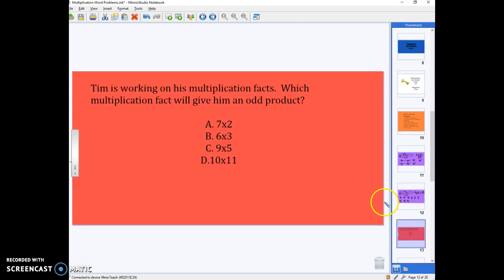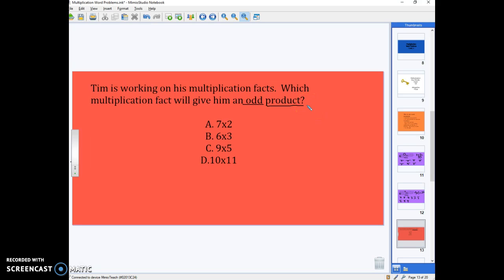Let's try this one. So Tim is working on his multiplication facts. Which multiplication fact will give him an odd product? Okay, this is kind of a word problem, but I don't see any keywords and I don't see any numbers. But it's asking me, out of all these, which one gives me an odd product? So odd, it ends in the numbers 1, 3, 5, 7, or 9. And product is just a fancy way of saying the answer to a multiplication problem.